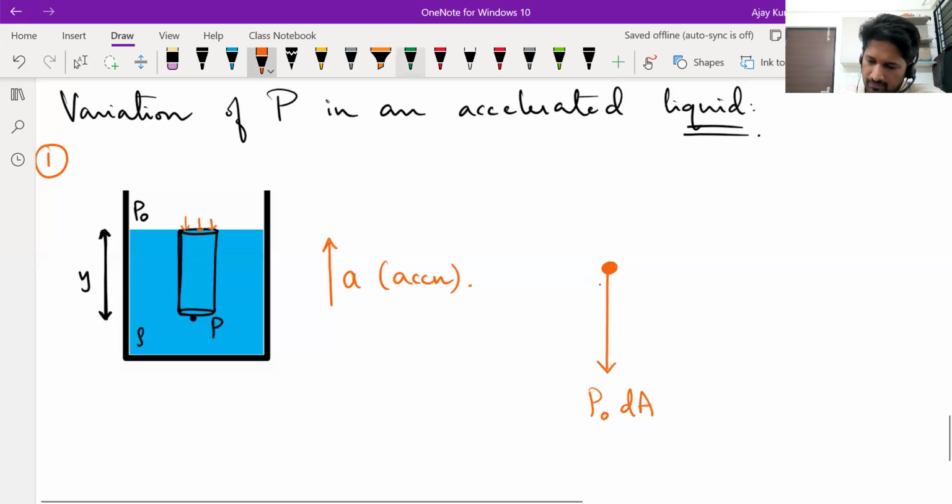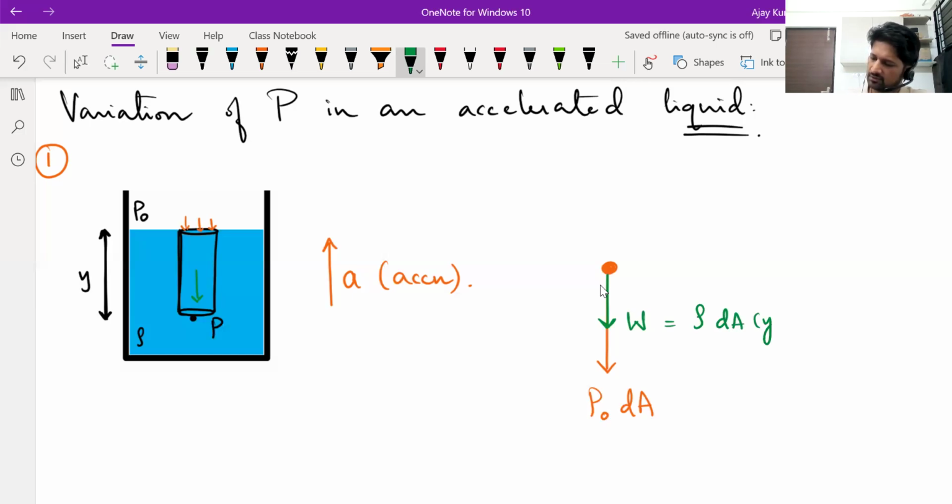And the weight of the cylinder, weight downwards. The weight of that part of the liquid will definitely be acting. How do you express weight? So dm into g. Mass of the cylindrical element of liquid multiplied with g. Now, when it comes to liquids, we don't write mass directly. We use density and volume. Density is rho. Volume is area of cross section multiplied with the height. So that is mass, multiplied with g. That becomes the weight. Correct.